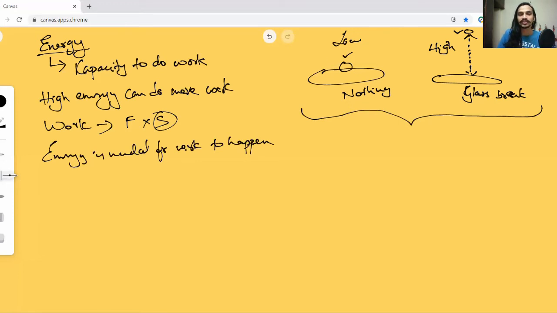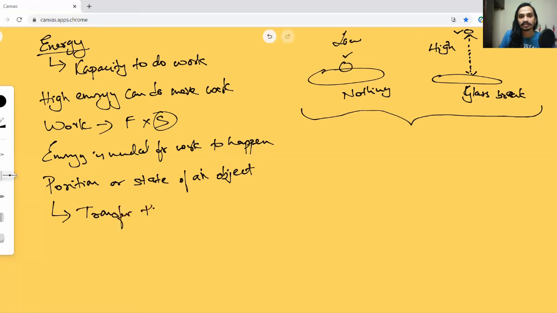For example, if you change the position of an object, or you change the state of an object, then the object's energy is going to change. Like over here, a raised object or at a height is going to have more energy than an object at a low height. Similarly, there are a lot of ways that objects can gain or lose energy.